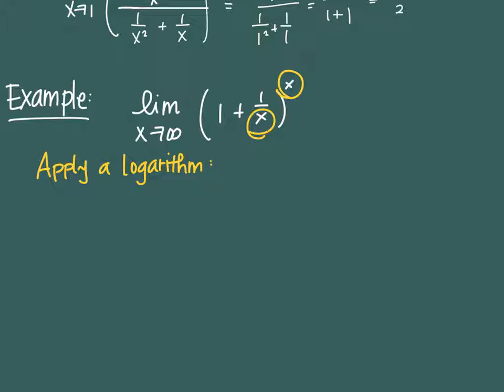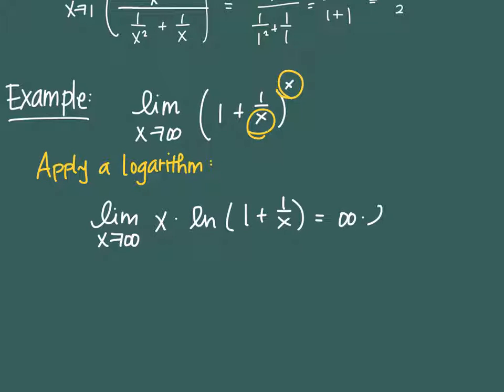So when I apply a logarithm, I now have the limit as x approaches infinity of x in front of the ln of 1 plus 1 over x. So now I've used a logarithm to help me pull x to the front. Now I can plug infinity in. I'm going to get infinity times the natural log of 1 plus 1 over infinity. That's infinity times the natural log of 1, which is infinity times 0. That's my indeterminate form, infinity times 0.